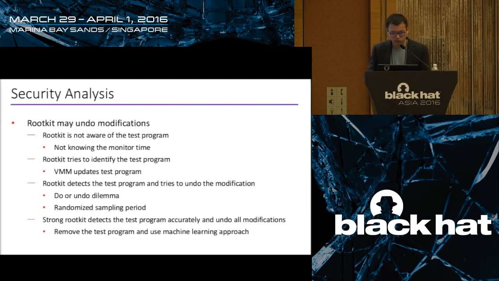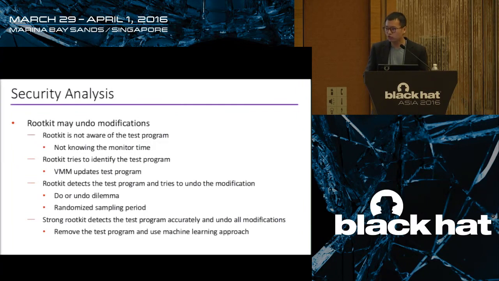All right. Those rootkits that I just talked about are probably too weak. Now we see stronger ones. This type of rootkit may try to undo the modification, right? Now, if the rootkit that tries to undo the modification does not know the test program exists, then it does not know when it is being monitored, right? So even if it tries to undo the modification, maybe it is during the time that it's not being monitored. So that's not very useful because eventually we'll catch it.